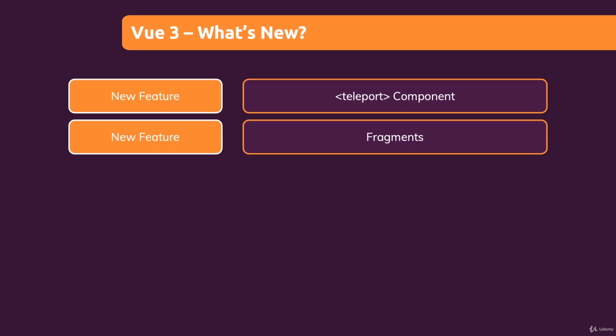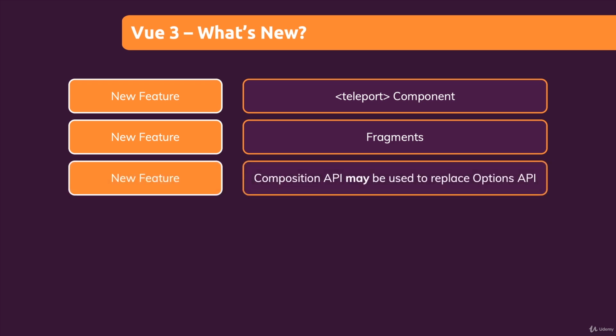Now the biggest new feature, which is 100% optional, is the composition API. The composition API can replace the existing options API. And I actually want to take a closer look at this composition API. Therefore, I have this in a separate lecture right after this lecture. Before we go to that separate video though, here's the last new feature I want to touch on.